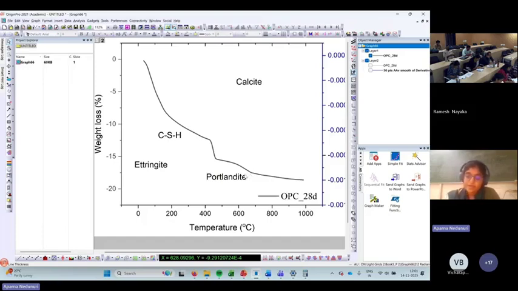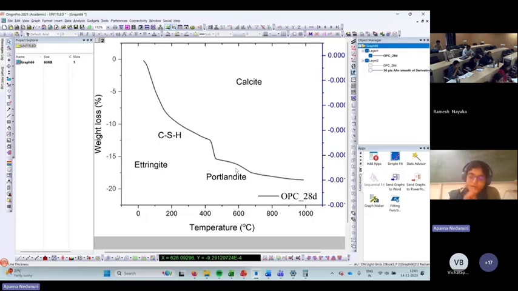Now, if we would like to understand the bound water, or the water present in these hydrates, what we do is consider the total weight loss obtained from the TGA curve, and then remove the weight loss corresponding to CaCO3. If we remove that, we have a weight loss which is purely due to the loss of water, and that water is coming from hydration products. That weight loss is called bound water, or we can relate that weight loss to bound water, not directly, but indirectly.